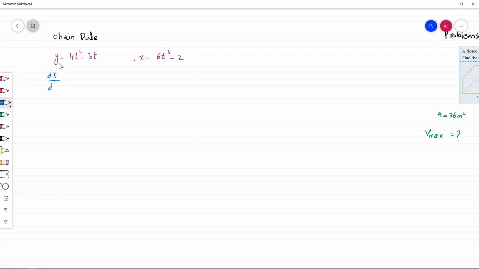We want the change in y with respect to x, because both depend on one variable, that is t. For this purpose, we use the chain rule to connect these two different functions. How do we write the chain rule? First you have to draw two lines in front of dy over dx. Here we write dy and here we write dx.